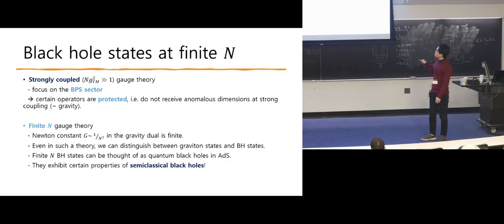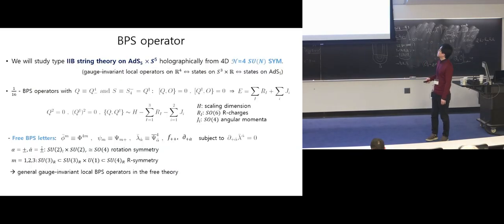Also, we'll study the finite N gauge theory, not large N today, which means that the Newton constant in the gravity dual is finite. But as we heard from some other talk, even in such a theory, we can distinguish between graviton and black hole states using this fortuitous mechanism. And these black hole states can be thought of as some quantum black hole in AdS. And I will explain that they exhibit certain properties of semi-classical black holes, so we can get some lessons on black holes in AdS from these fortuitous operators.